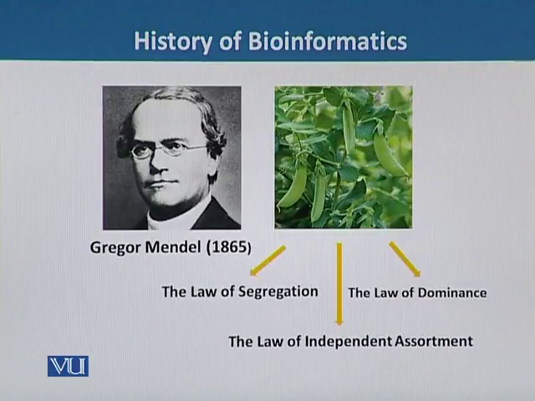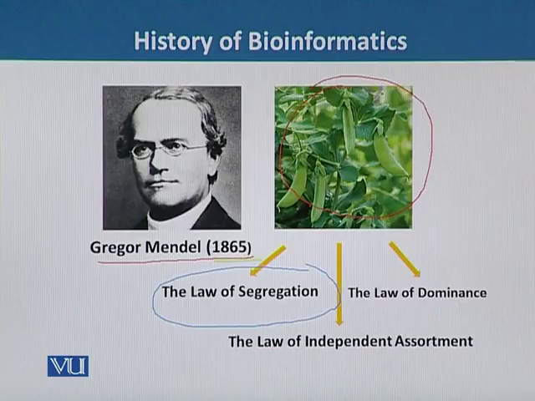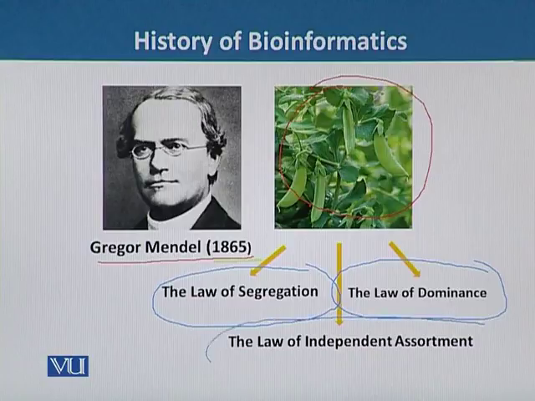As I have told, the history of bioinformatics starts way back in 1865, when a monk named Georg Mendel worked on pea plants and came up with very interesting laws of inheritance. Mendel tracked the segregation of parental genes and their appearance in the offspring as dominant or recessive traits. He presented three laws of inheritance: the law of segregation, the law of dominance, and the law of independent assortment.